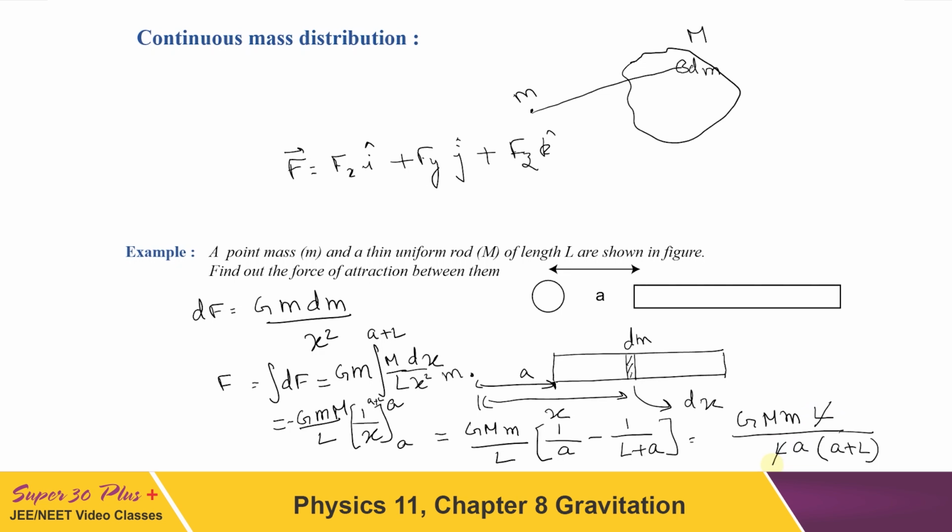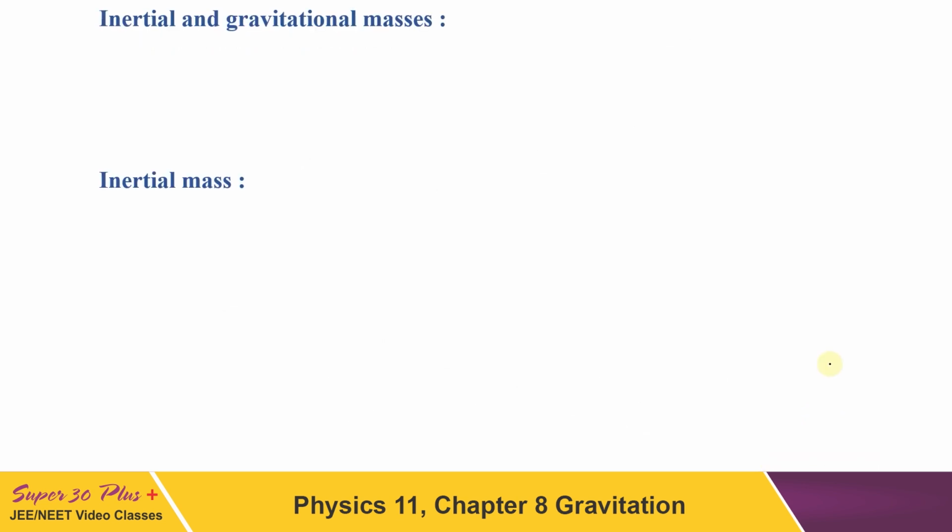With this, you can now calculate the force between two extended bodies. Now let us see the definition of mass. Depending on the situation, mass can be defined in two categories. It can be either inertial mass or gravitational mass. So first let us see what inertial and gravitational mass are. As we know, the mass of a body is the quantity of matter possessed by the body. So how can it be categorized based on two different concepts?